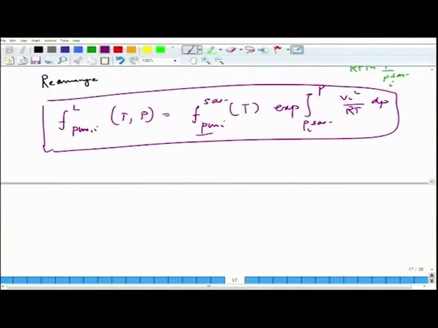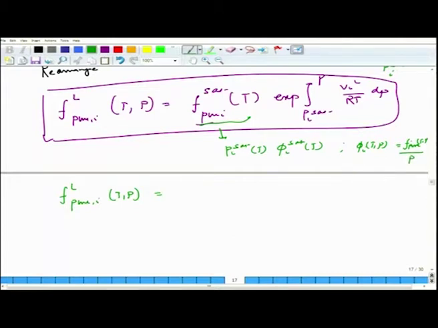I can also make use of the fugacity coefficient to express this term. I can write f of L pure i at T and P as Pi sat at T times phi i sat at T. Note that the definition of the fugacity coefficient, phi i at T and P, is f of pure i at T and P divided by P. So basically the fugacity coefficient is nothing but f by P. Now I can replace this expression in terms of the fugacity coefficient as Pi sat multiplied by phi i sat. These are both dependent on temperature.